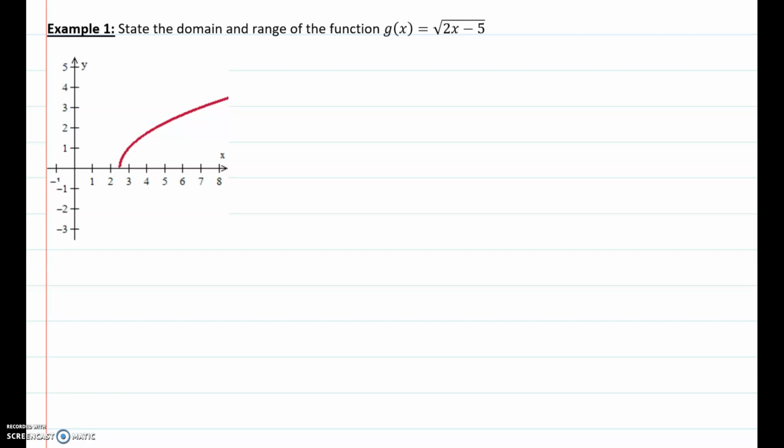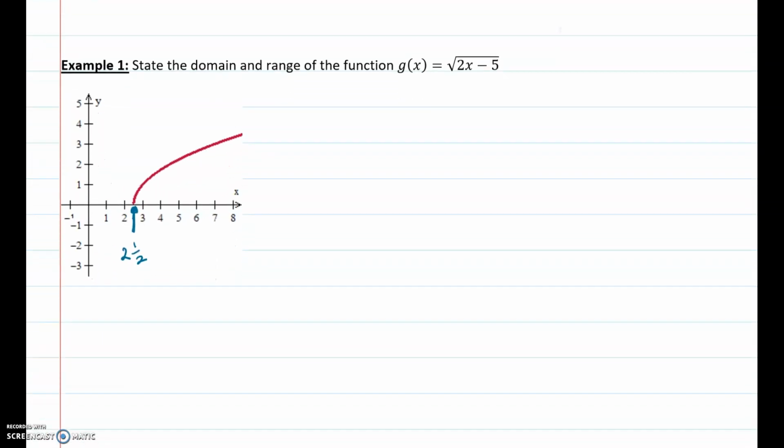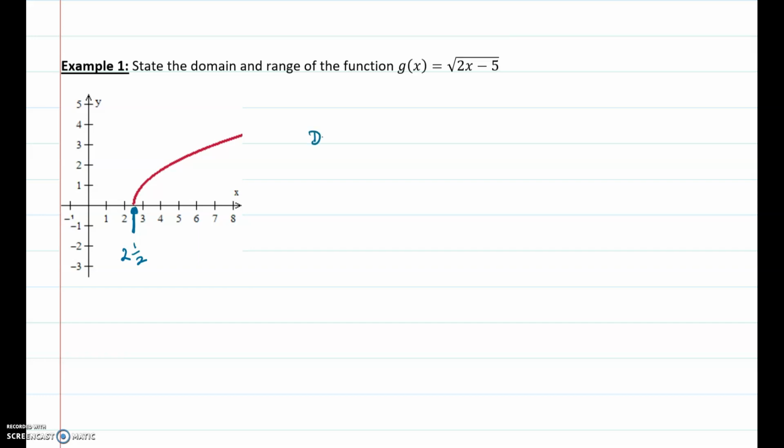The domain is how far the graph stretches from left to right. So this graph first comes into existence if we move in from the left. The first time the graph appears is here, which appears to be 2.5. And that's where it begins. So for the domain, what you think about is, where does it begin as you come in from the left? And it seems to begin here at 2.5.